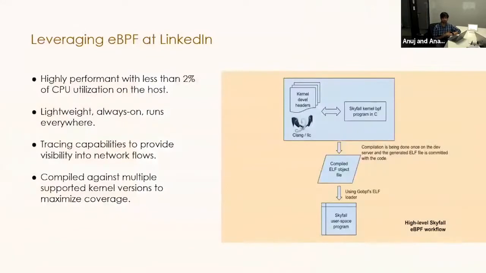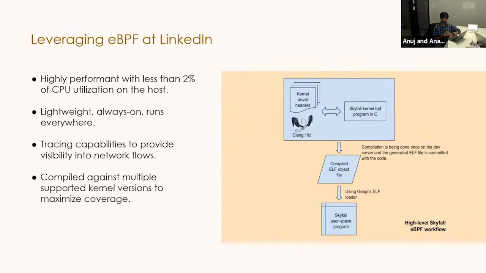Okay. Yeah, so now let's talk about how we are leveraging eBPF at LinkedIn. So we've built an on-box eBPF agent, which is called Skyfall. It is our infrastructure observability agent that uses kprobes and trace points. Our aim with Skyfall was to have a lightweight, always on, runs everywhere agent that has very low CPU and memory overhead. As the first use case for Skyfall, we added tracing capabilities to it to provide visibility into the network flows.